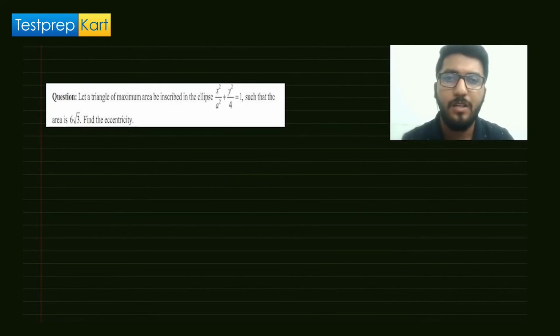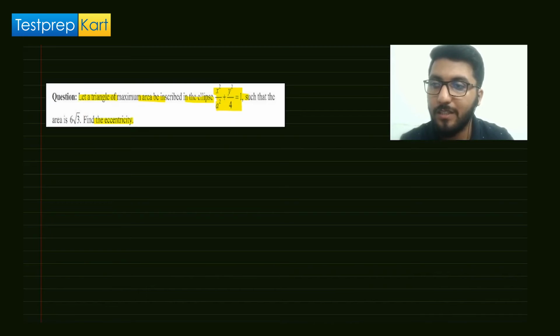A very good question. Again, I'm saying that conic section is that unit in which you cannot compromise with the formulas. Let a triangle of maximum area be inscribed in this ellipse, and we have to find the eccentricity whose area is given. Basically the triangle's area is given.